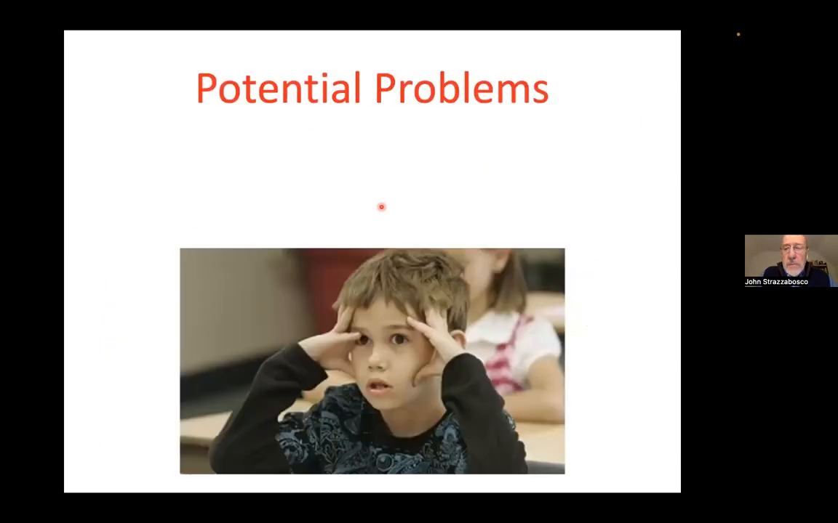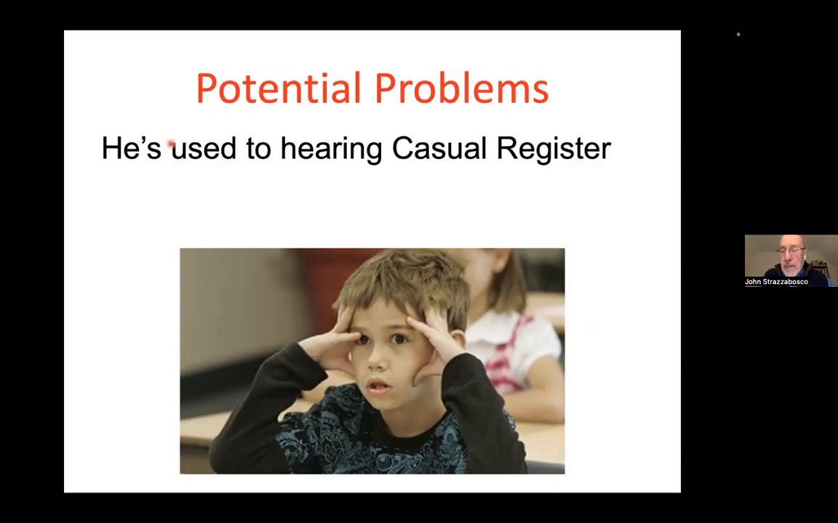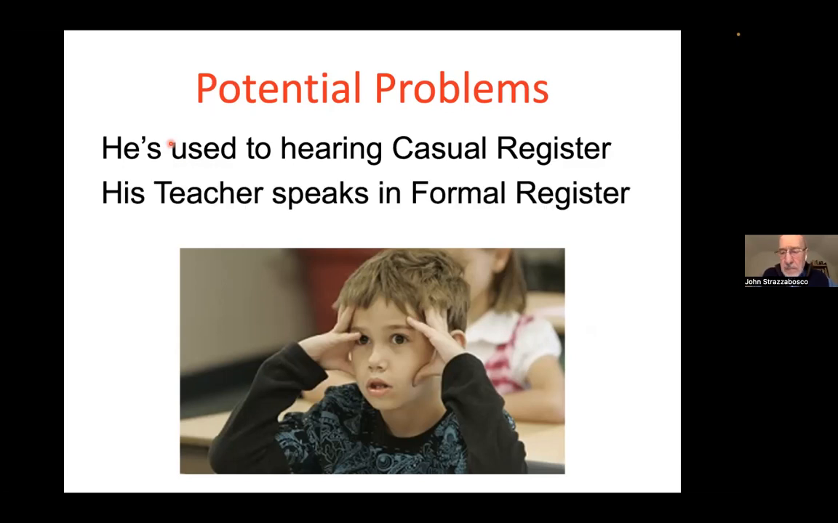So you can wind up with some problems here, though. Here's one potential problem. This little kid, let's say he's living in poverty, and here's his first day in school, and he wonders what's going on here. He's used to hearing casual register. Everybody around him uses casual register at home, probably. His teacher is now speaking in formal register, and that has to do not only with the way we talk, but the way we handle ourselves as we talk. It's going to be more efficient, and more efficiently the language of school. Well, so we can see how some problems might come up here.